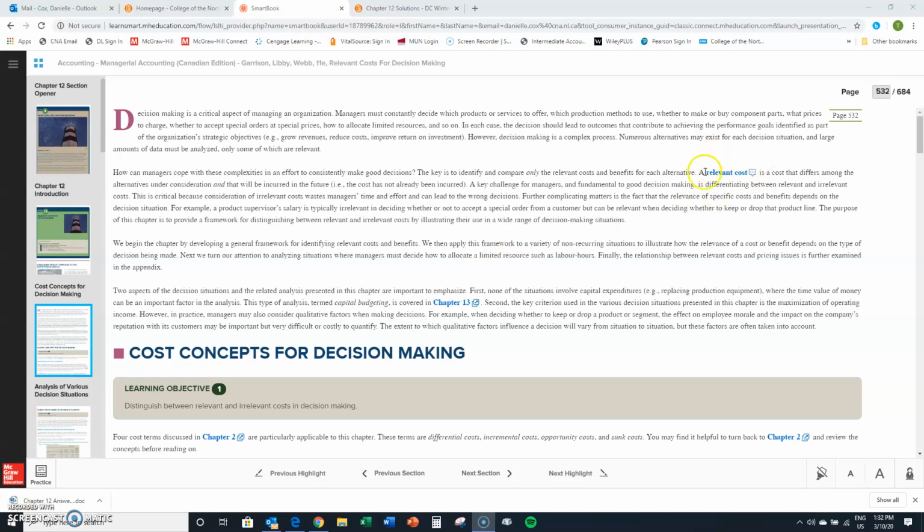So one of the terms we're introduced to is relevant cost. A relevant cost is a cost that differs among alternatives. So you're going to have more than one alternative to choose from. Everything that's the same between the alternatives we don't take into account. We only pay attention to any costs that are different under each alternative, and that will be incurred in the future. So if it's something that's already been incurred, paid, and done in the past, we don't use that in making our decisions. So relevant cost: different among the alternatives, and incurred in the future.